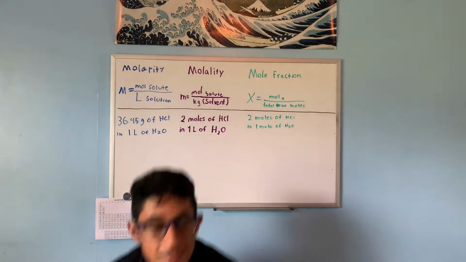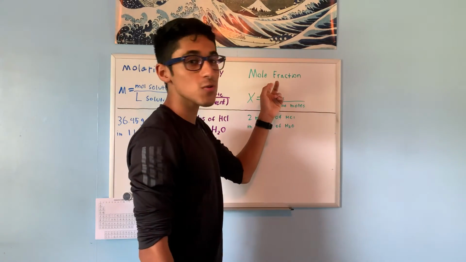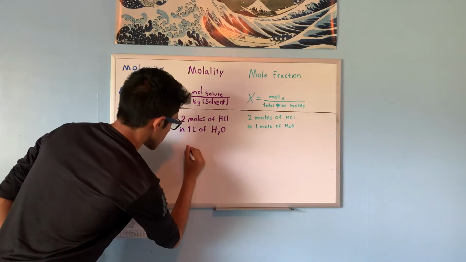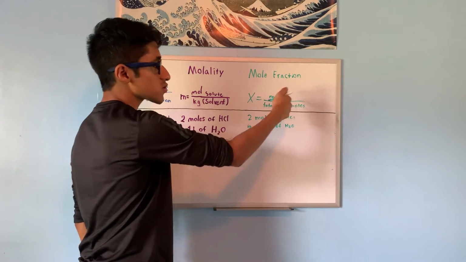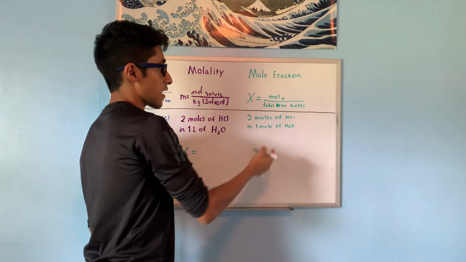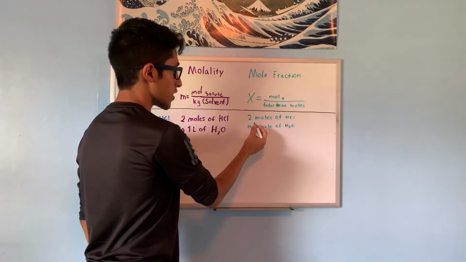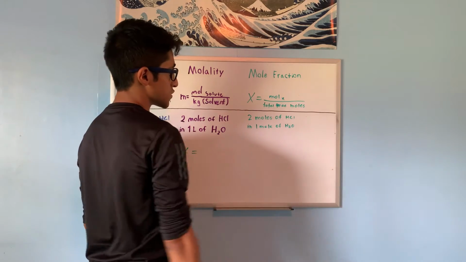Next, I'm going to be showing you how to calculate concentration given molar fraction. So we are going to use x as our unit, and remember that it's equal to the ratio of the moles of whatever you're calculating divided by the total number of moles in the solution. So in our problem, we have 2 moles of hydrochloric acid dissolved in 1 mole of H2O.